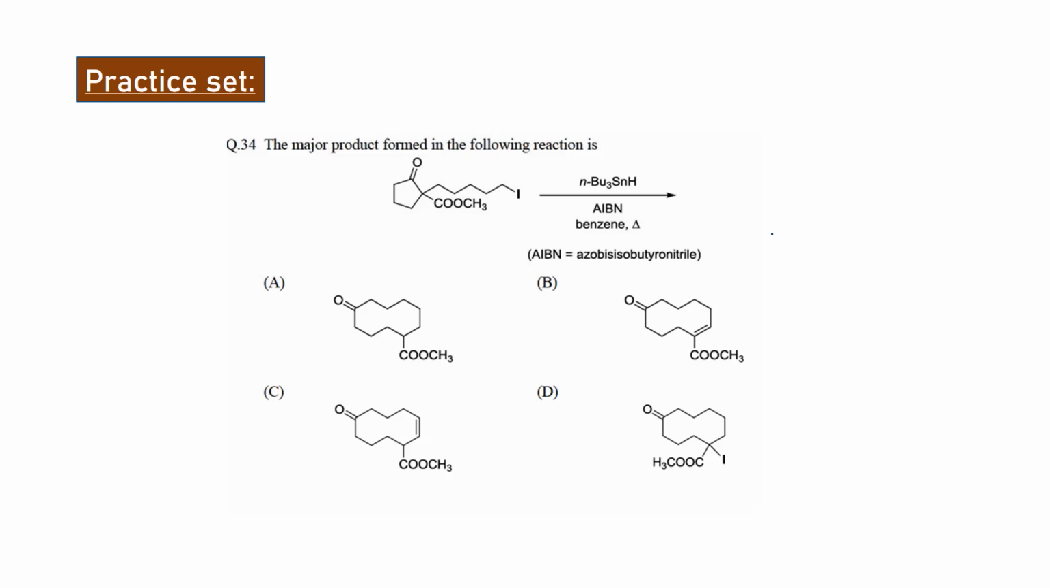Next is the major product formed in the following reaction. So from this reagent you can see this is a hydrogen atom donor, so the reaction will go through a radical pathway. So first it will form this Sn dot radical, then that will attack again to this R and form an R dot. So after all the reaction it will form this type of structure. It will form this R dot.